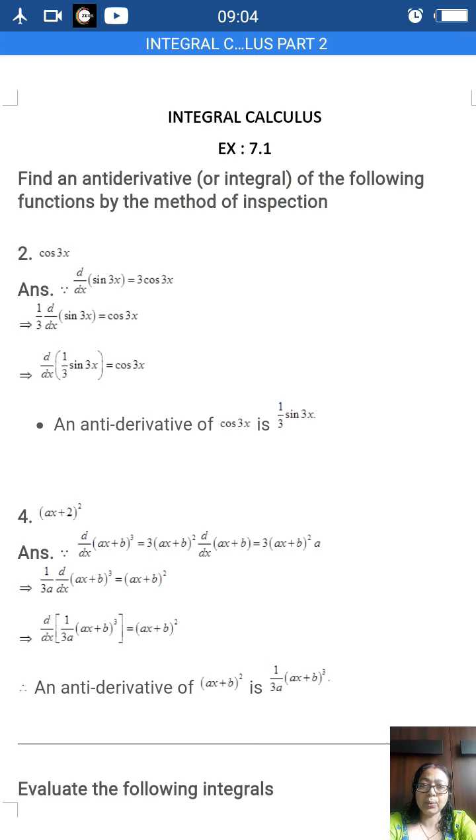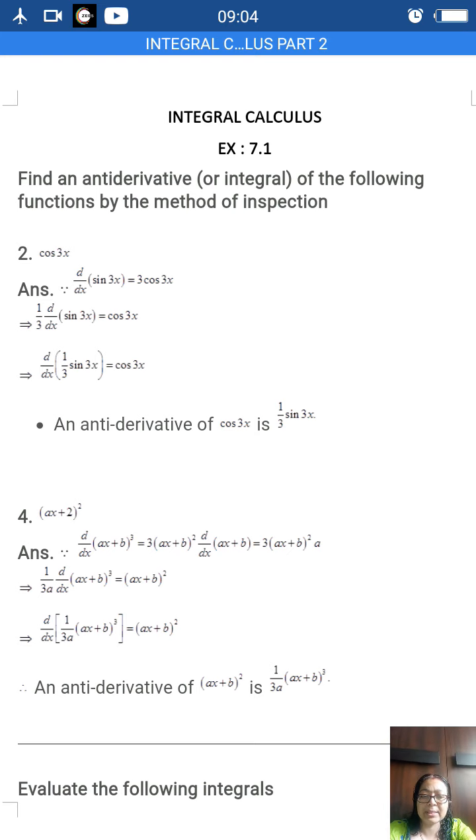Today I am here to discuss integral calculus. This is the first exercise of NCERT of this integration, that is exercise 7.1. Before that, I will just discuss what is an integration. Integration is the family of all antiderivatives. What is the meaning of this family of antiderivatives?